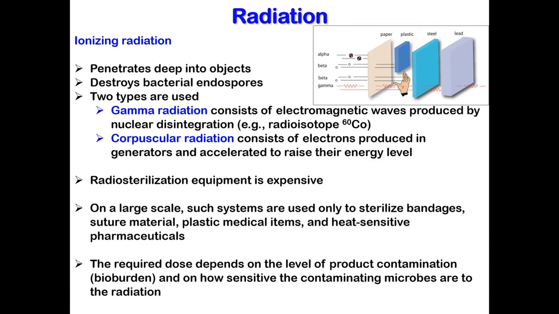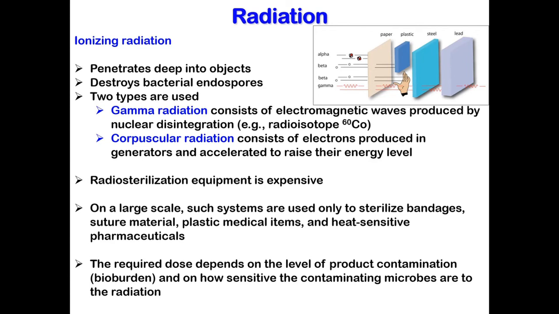And there are two types used. Gamma radiation, which consists of electromagnetic waves produced by nuclear disintegration, and corpuscular radiation that consists of electrons produced in generators and accelerated to raise their energy level. The downside is that radiosterilization equipment is expensive.